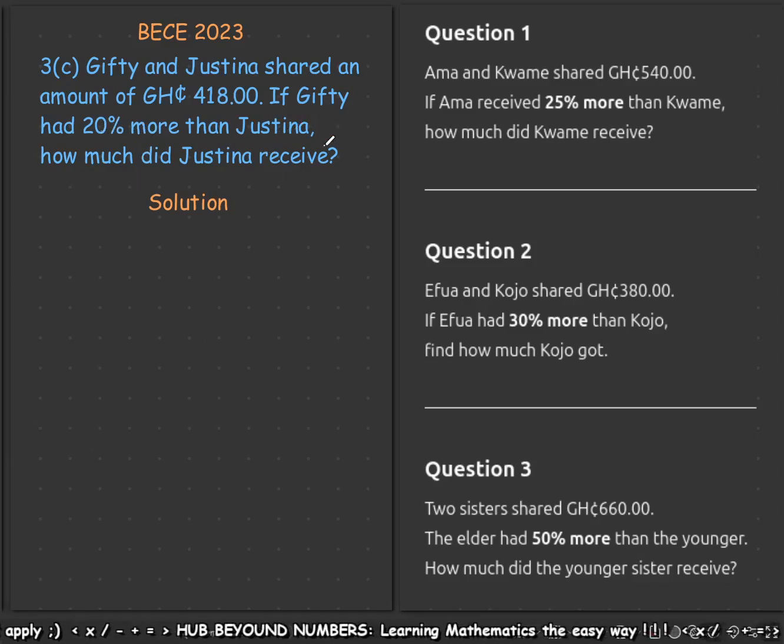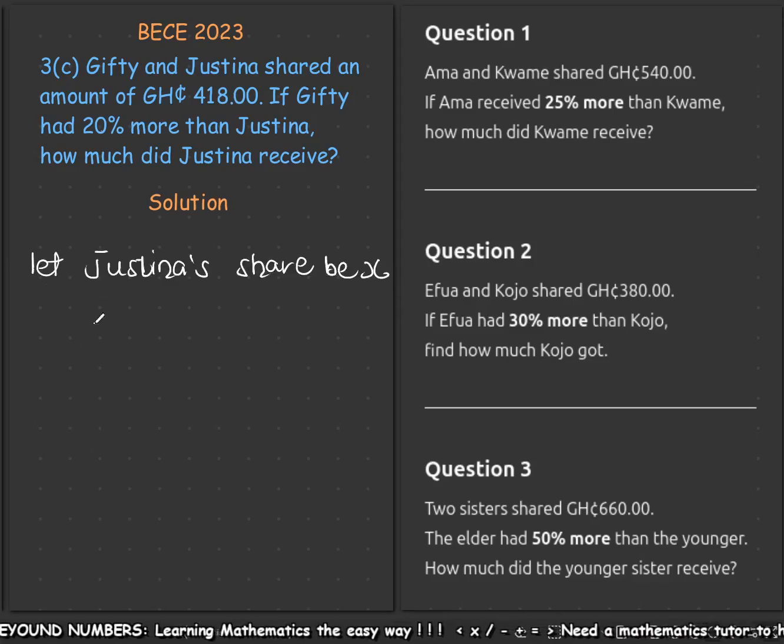Now, if you look at what we have here, you realize that Gifty's share is being made with respect to Justina. So let's first of all say we should let Justina's share be X, since we don't know hers or any variable at all. So let Justina's share be X.